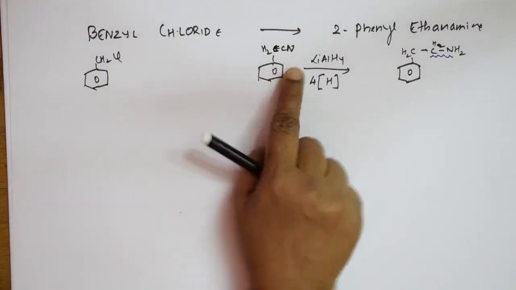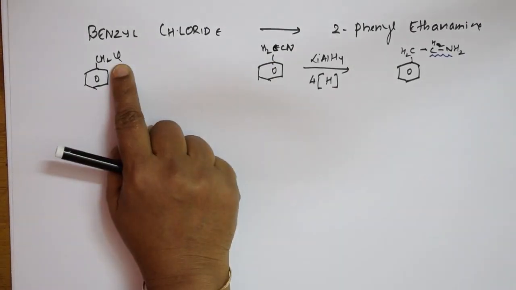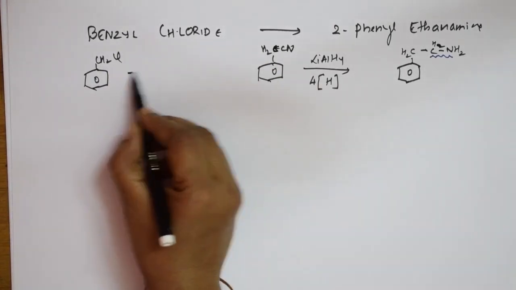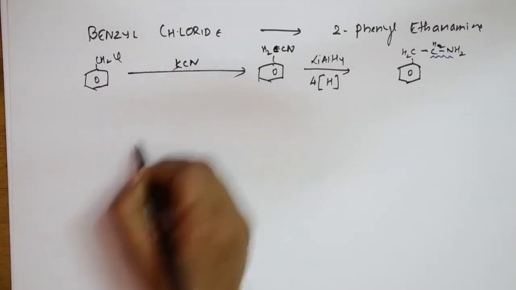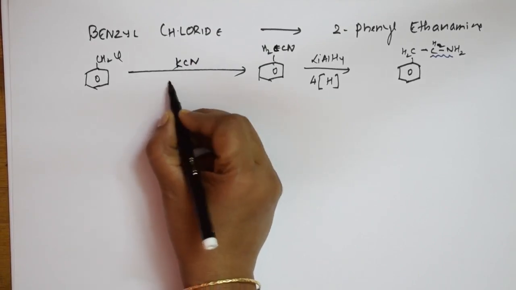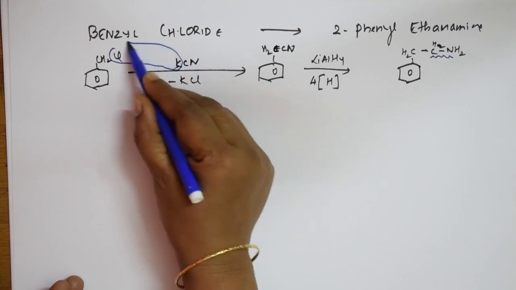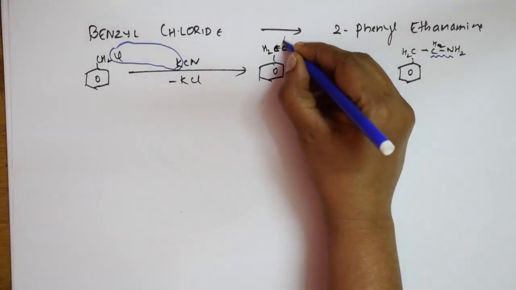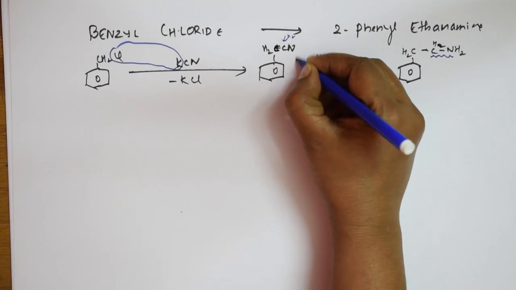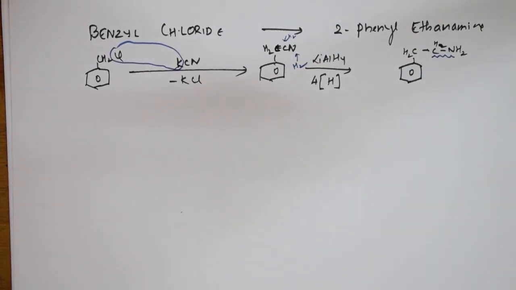Now from here till here, you need to take out this chlorine and introduce cyano. Simple, isn't it? I can add KCN into this. When I add KCN into this, what do we get? I get KCl. How did I do? I took out this KCl from this and I introduced CN. I got this. To this CN, as I showed you, 2 hydrogens here and 2 hydrogens here. Done. Benzyl chloride to 2-phenyl ethanamine.